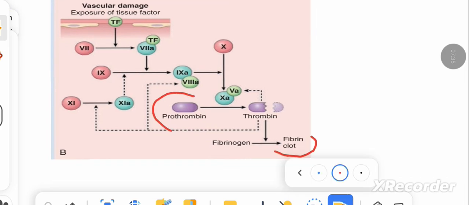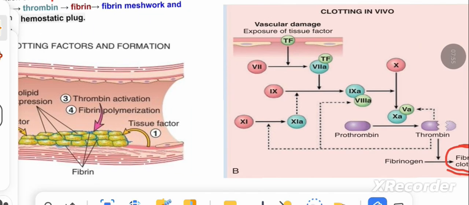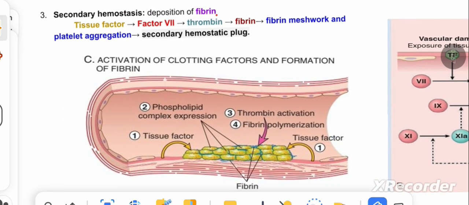So prothrombin will be activated by factor 10 to thrombin. So this thrombin is very important. It's the one now which cuts the fibrinogen into fibrin. So fibrin is the one which we need to form a secondary hemostatic plug. Okay.